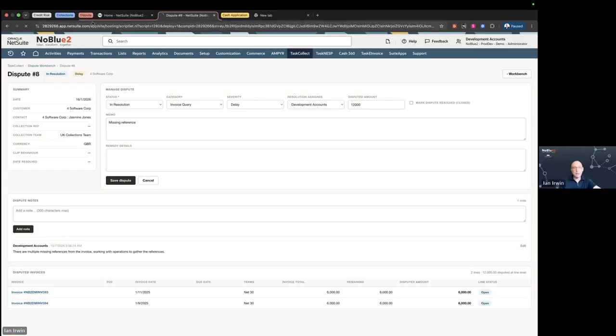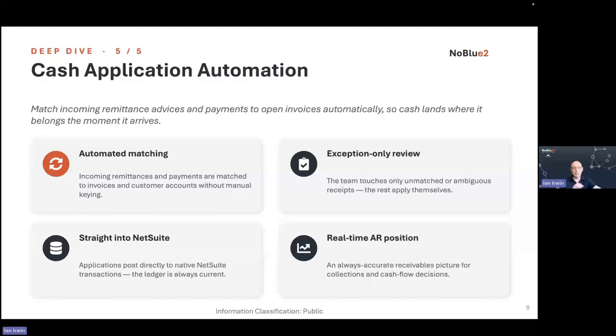The final area of new capabilities to talk about is our cash application automation. So this is quite possibly the biggest single piece of functionality we've brought into TaskCollect since it was first released. And what we're doing here is we are providing yet another method of automation of processes, which typically are very time consuming within the finance team.